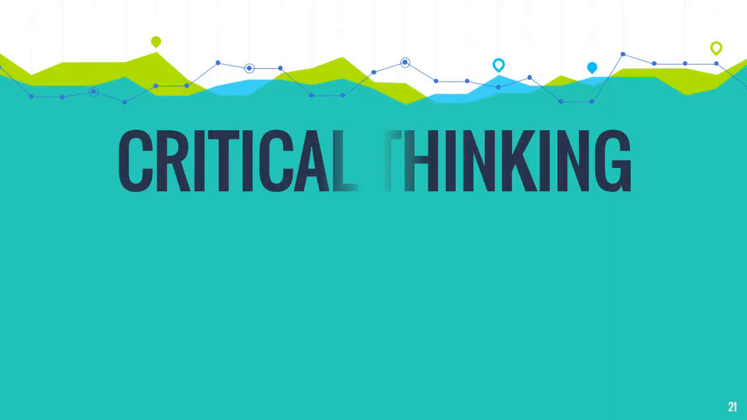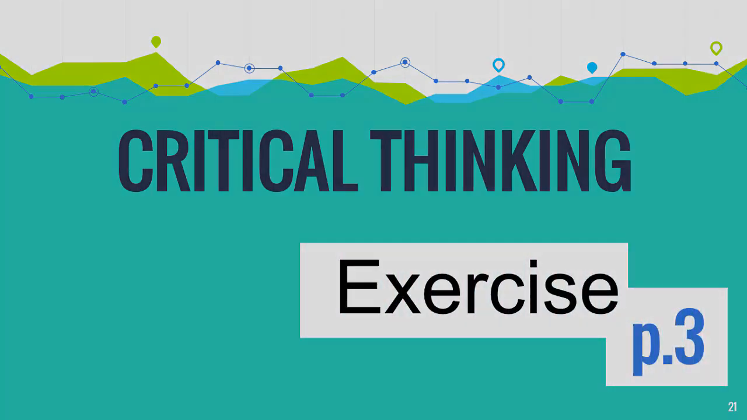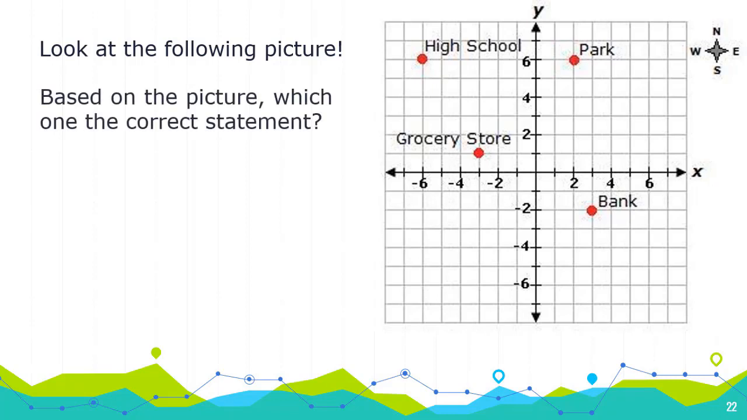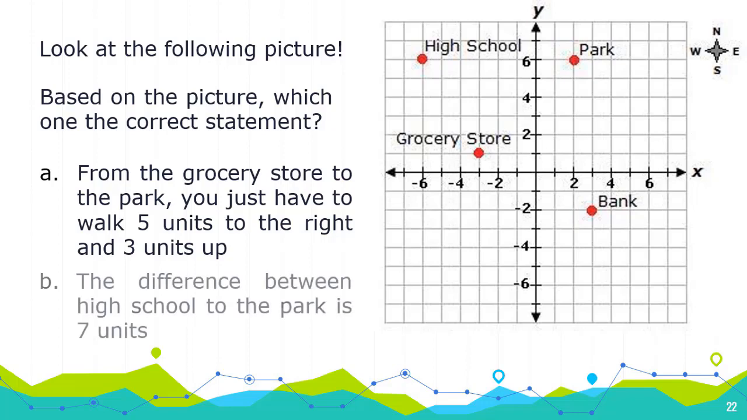Critical thinking. Look at the following picture. Based on the picture, which one is the correct statement? A. From the grocery store to the park, you just have to walk 5 units to the right and 3 units up. B. The difference between the high school and the park is 7 units.